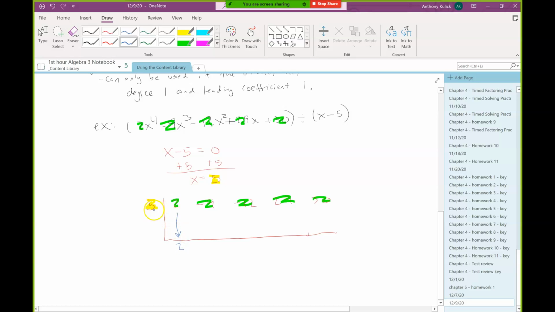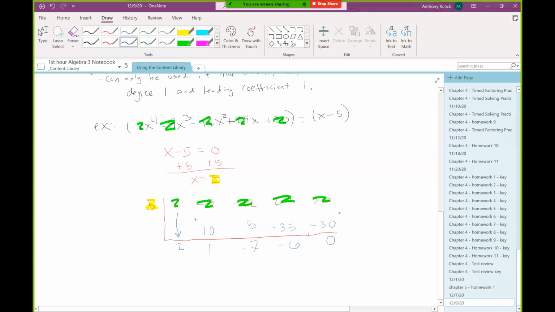Bring down the 2. 5 times 2 is 10. We'll add down. Gives me 1. 5 times 1 is 5. Add down gives me negative 7. 5 times negative 7 is negative 35. Add down gives me negative 6. 5 times negative 6 is negative 30. Add down, that gives me 0.